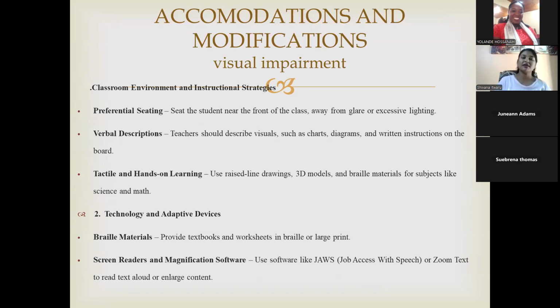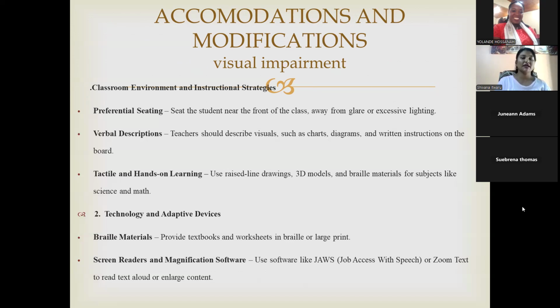Accommodations and modifications for visual impairment. One, classroom environment and instructional strategies. Preferential seating: seat the student near the front of the class, away from glare or excessive lighting. Verbal descriptions: teachers should describe visuals such as charts, diagrams, and written instruction on the board. Tactile and hands-on learning: use raised line drawings, 3D models, and Braille materials for subjects like science and maths.